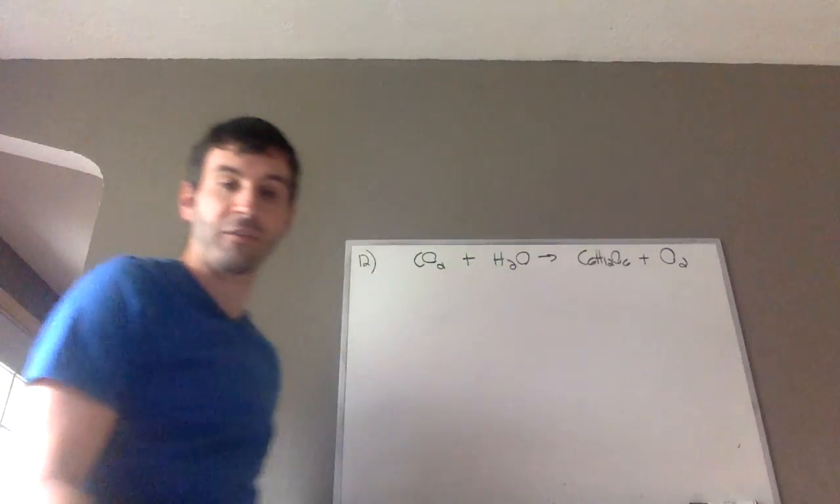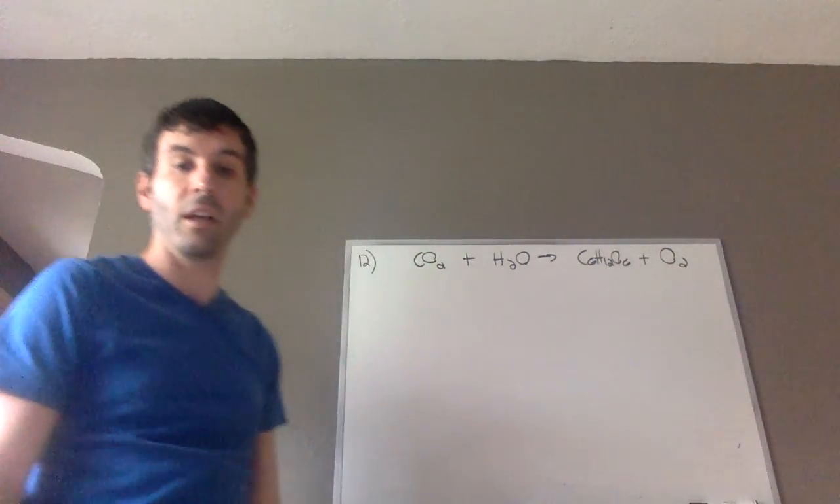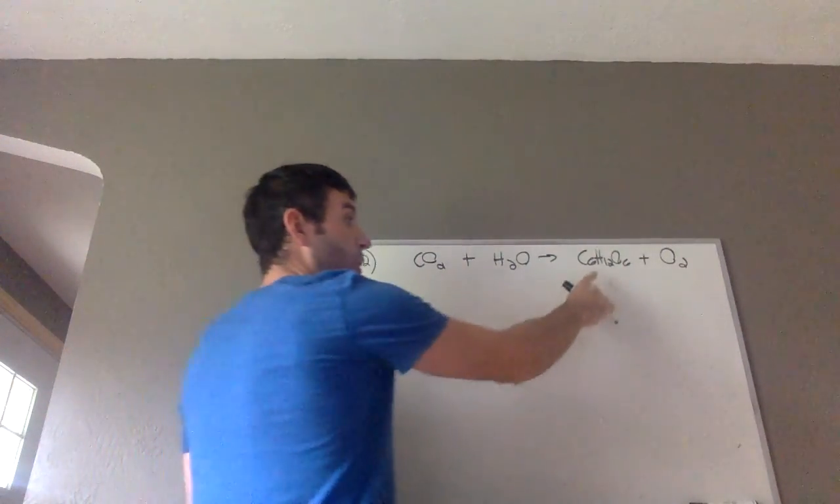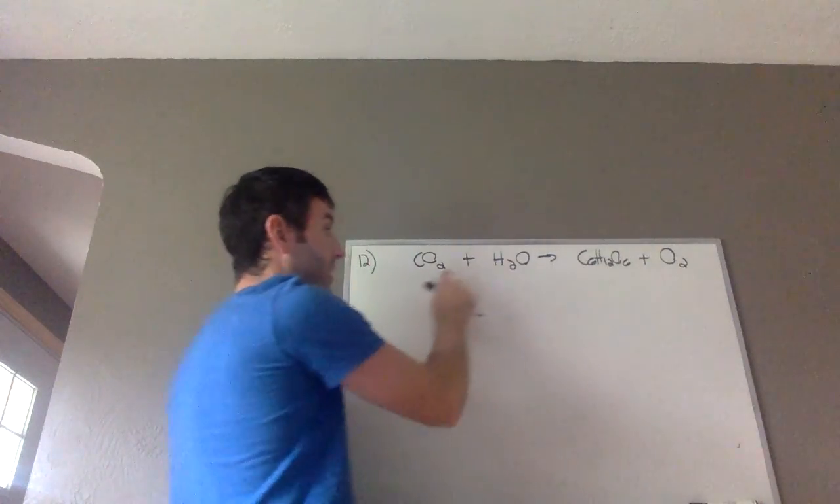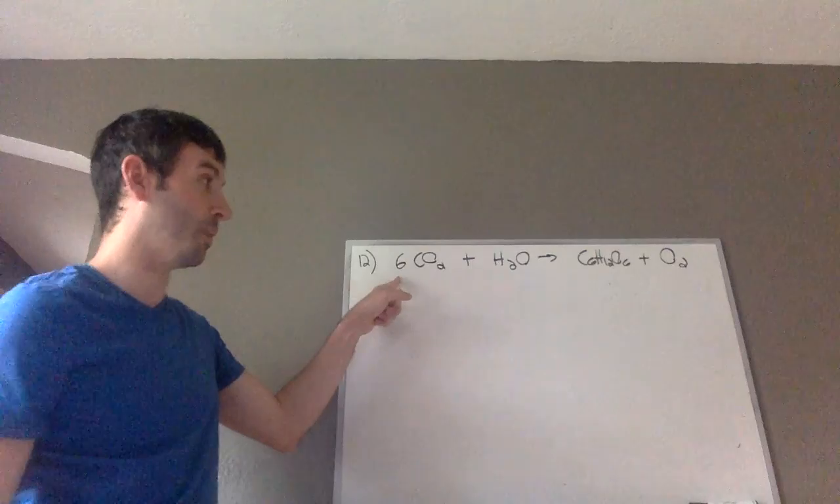This is the equation for photosynthesis. Plants take carbon dioxide and water, and they make sugar and oxygen. Hopefully you guys already remember how to balance this from last year, but if not, let's do it. So I have 6 carbons on the right. I need 6 on the left. Okay, so I fixed my carbons.